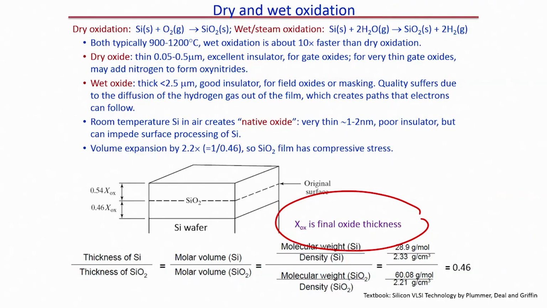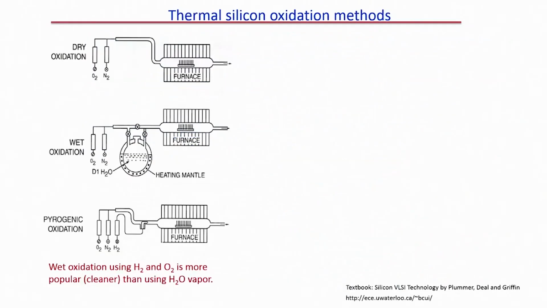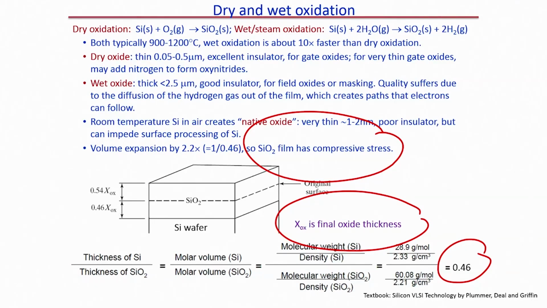Molar volume is nothing but molecular weight by density. The molecular weight of silicon is 28.9 grams per mole, density is about 2.33 grams per centimeter cube, while for silicon dioxide it will be 60.08 grams per mole by 2.21 grams per centimeter cube. That is why we get this 0.46 factor, and we can use this 0.46 factor to understand the compressive stress created by the silicon dioxide film that we are growing using either dry oxidation or the wet oxidation technique, right.